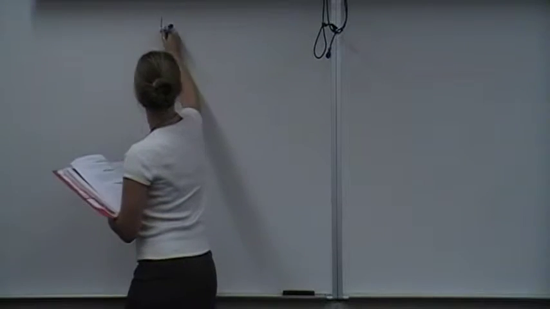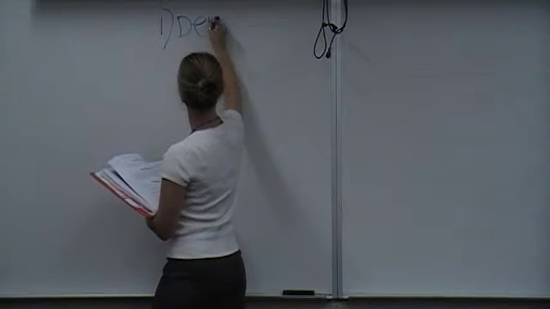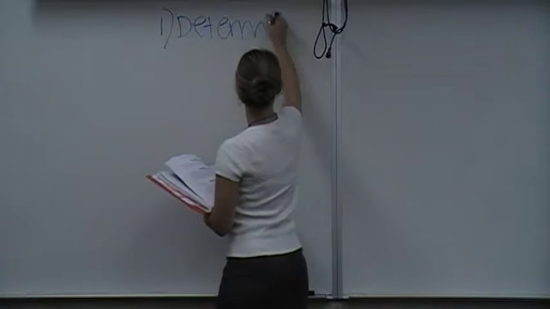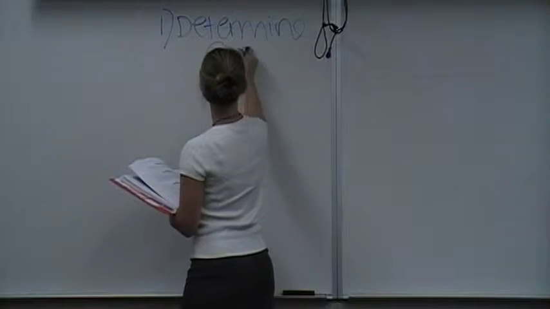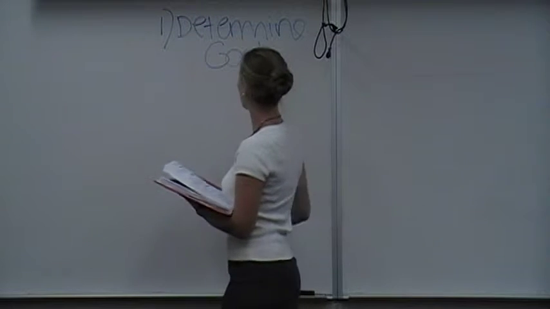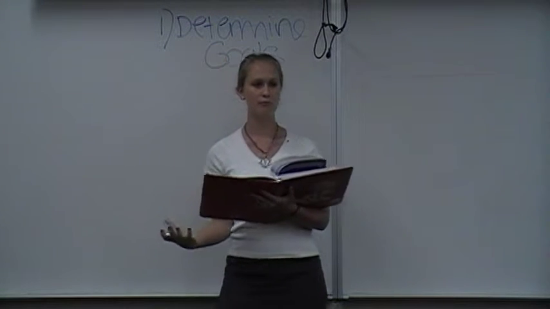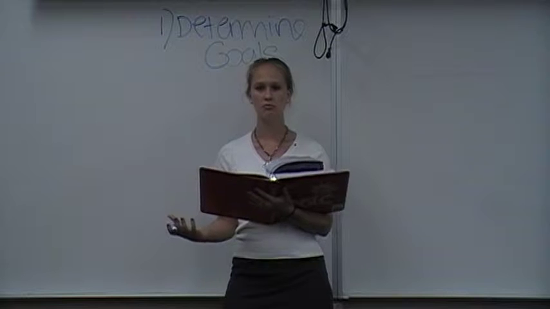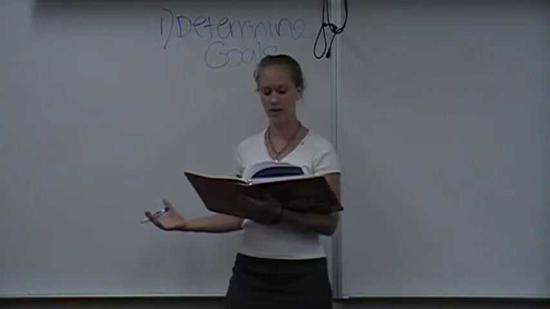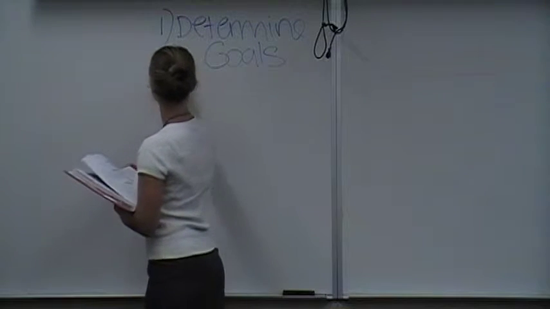So, steps to making a good decision. First, we're going to determine decision goals. So what's our objective, first of all, in this decision? To decide on our major, right. So that's an easy one.